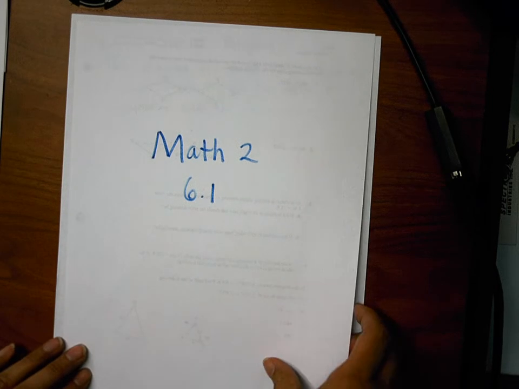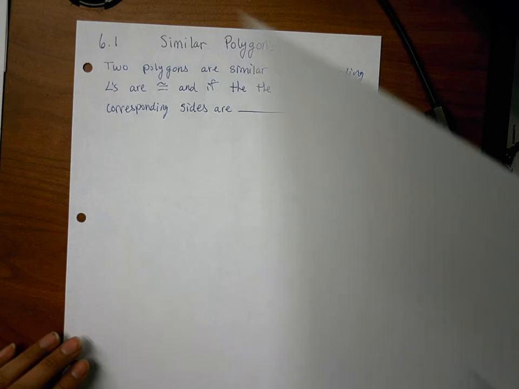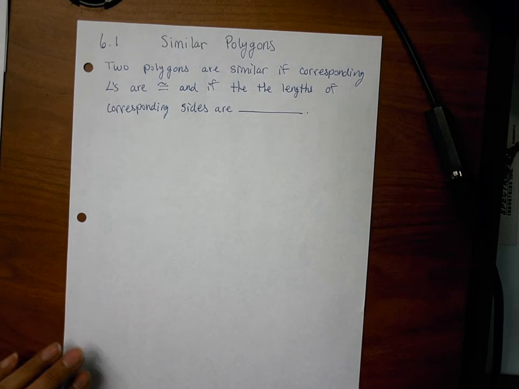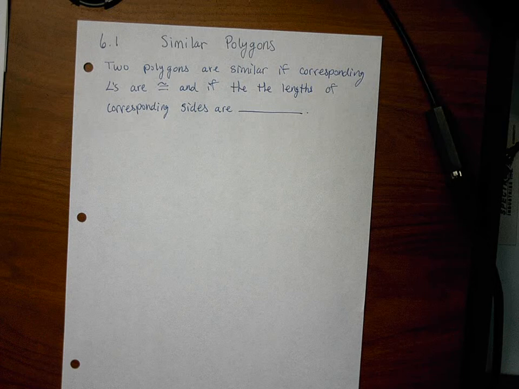This is Math 2, 6.1 notes. That's Unit 6, Lesson 1. Title of the notes are Similar Polygons. I'd suggest you hit pause and write this down.